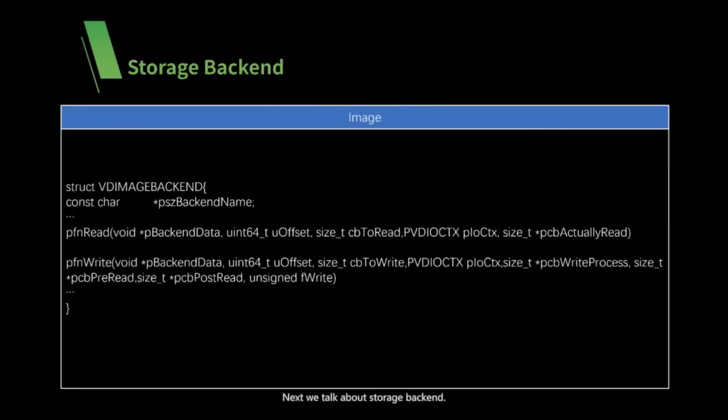Next, we talk about the storage backend. The storage backend defines the VDIMAGEBACKEND structure, which unifies the interface for the storage backend. What we need to focus on is the pfnRead and pfnWrite callback functions, because the final read and write to the hard disk will be handled by them.